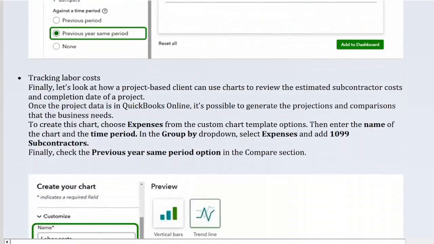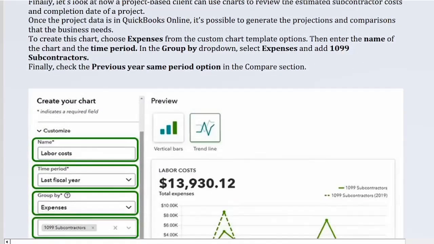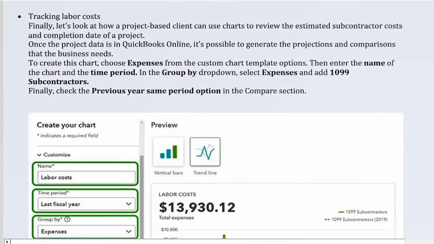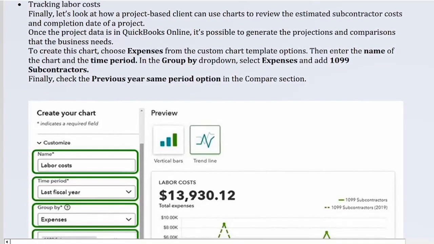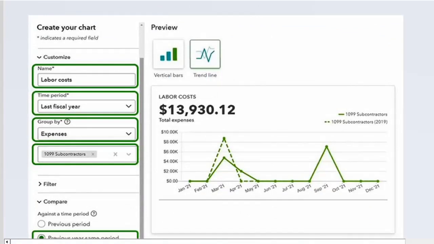Tracking labor costs. Finally, let's look at how a project-based client can use charts to review the estimated subcontractor costs and completion date of a project. Once the project data is in QuickBooks Online, it's possible to generate the projections and comparisons that the business needs. To create this chart, choose Expenses from the Custom Chart Template options. Then enter the name of the chart and the time period. In the Group By drop-down, select Expenses and add 1099 subcontractors. Finally, check the Previous Year Same Period option in the Compare section.